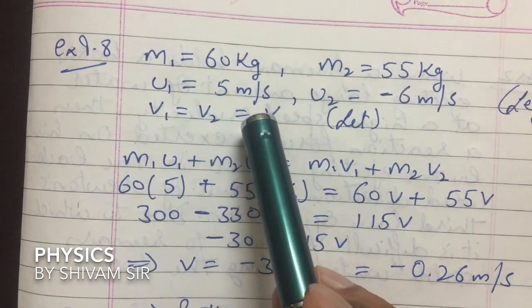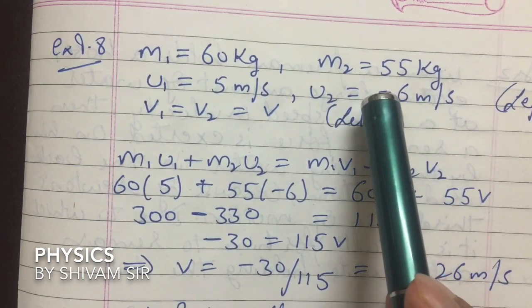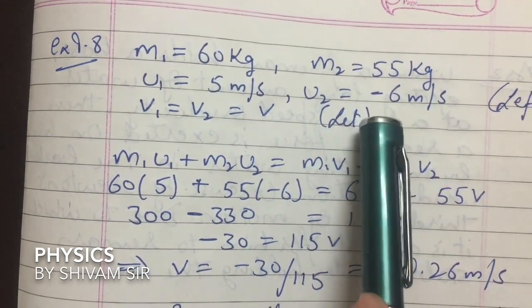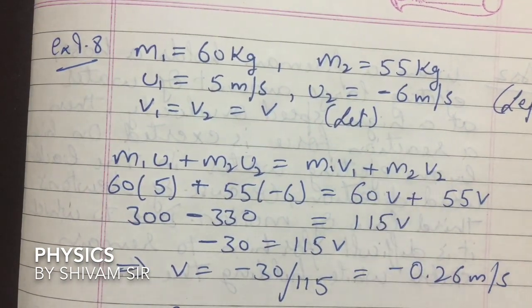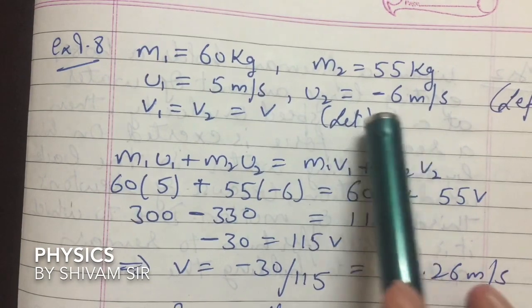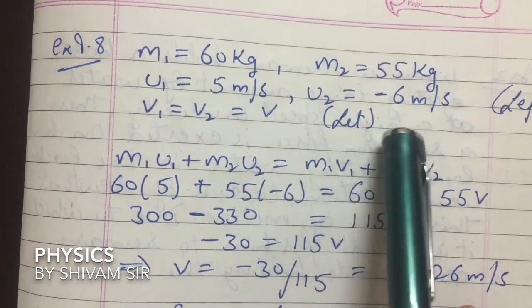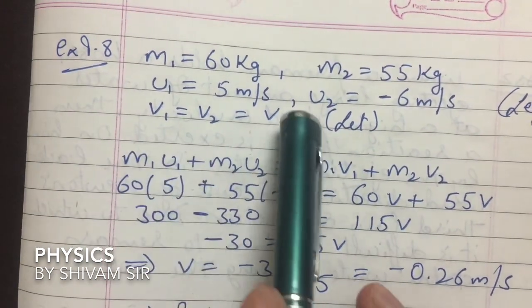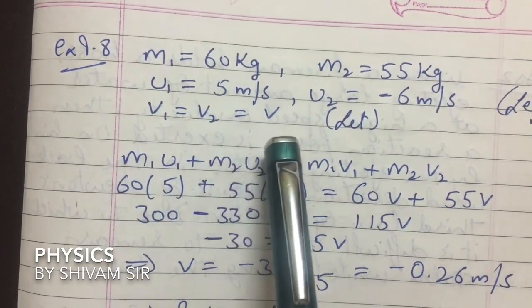The other has a mass of 55 kg, m2 is 55 kg, and was moving faster with a velocity of 6 meter per second towards the first player. So he is moving in the opposite direction, so here we have taken the velocity with a negative sign. Both of them are coming close to each other, so one velocity we have taken with a negative sign. So u2 is equal to minus 6 meter per second. Entangle means both of them will move together after the collision, so v1 is equal to v2 is equal to v we have taken.